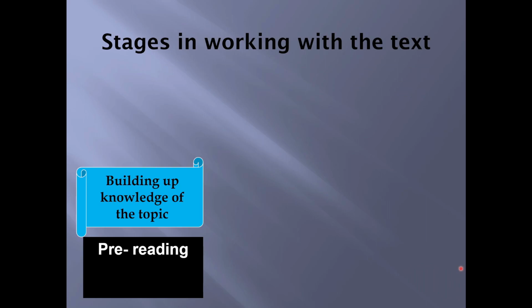And then the stages in working with the text, like we have learned before: we have pre-reading, while reading, and after reading. So in pre-reading, what do you do? You build up knowledge of the topic, so you know the story is about something. Maybe it's about war, so you try to think of things that are related to war. What do you understand yourself about war? Or maybe the story is about love. Try to get back your prior knowledge about the topic of love, so that you will be able to understand the story well.